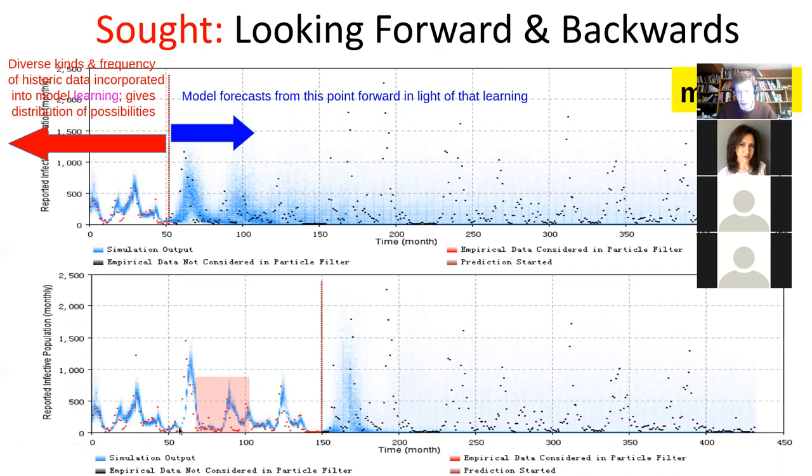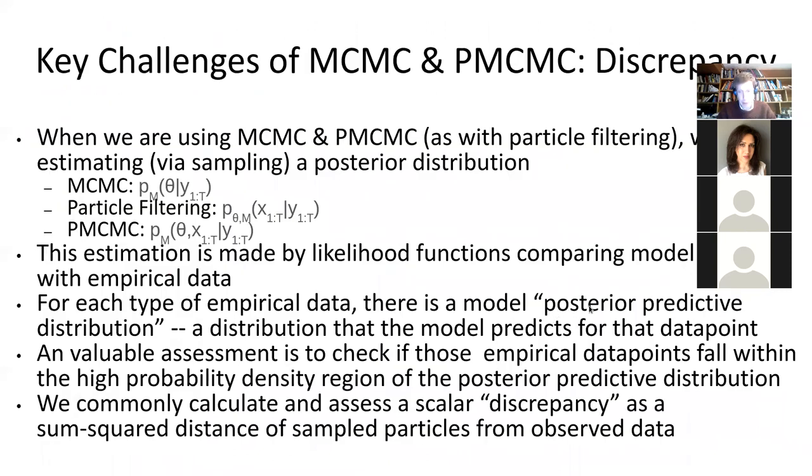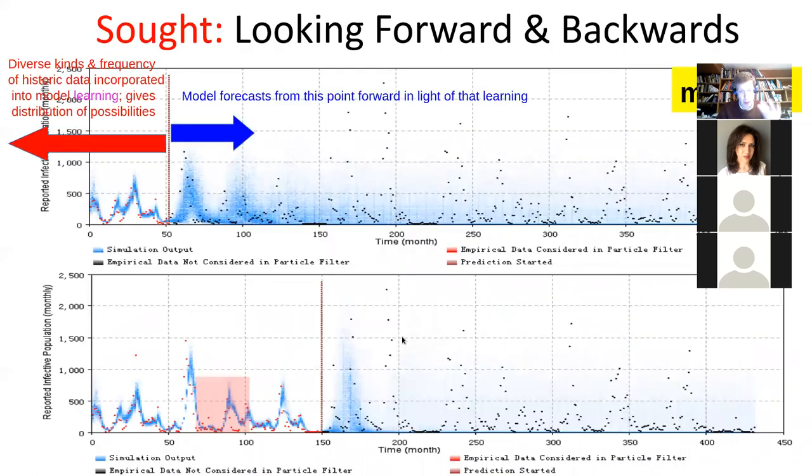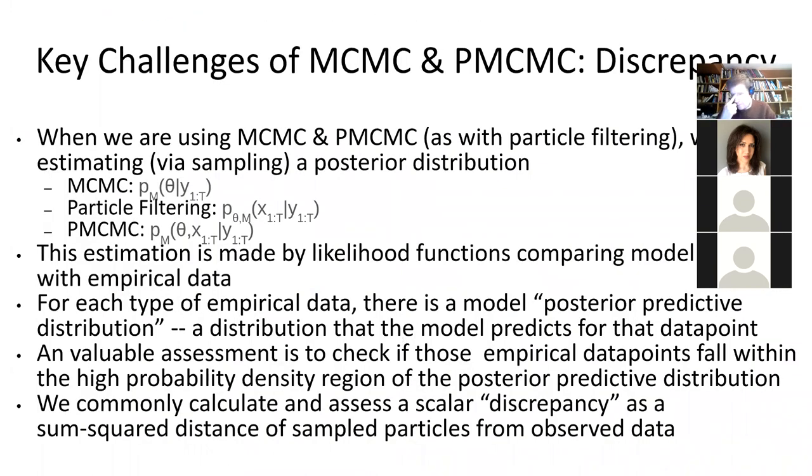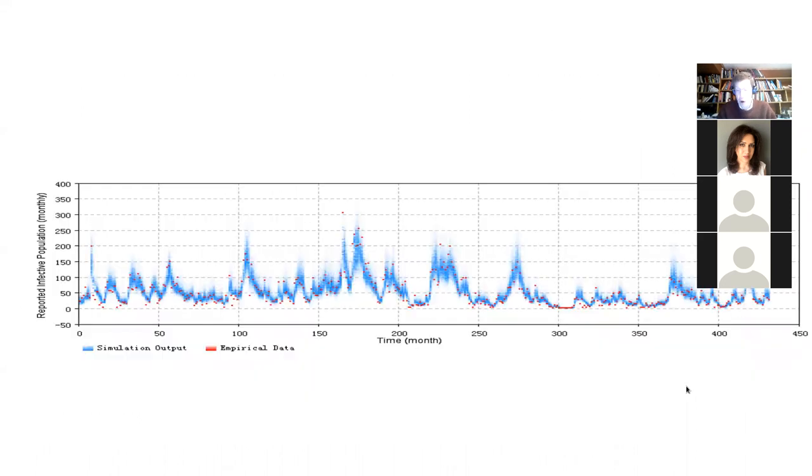What I'm comparing here is what the model thinks the data should have been, the posterior predictive distribution, with what the data actually was. And so we can compare the two. Generally, to assess this discrepancy, we'll use one of two methods. We'll ask what fraction of the time, if we sample from this posterior predictive distribution, does the actual data fall within those samples? In other words, is it in the high posterior density region?